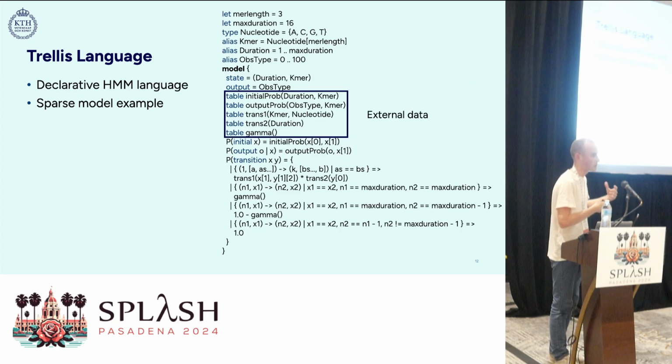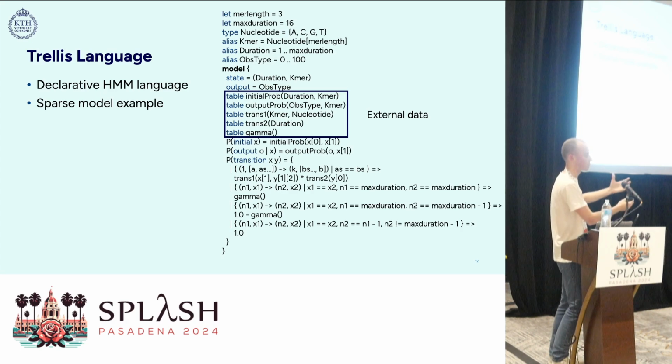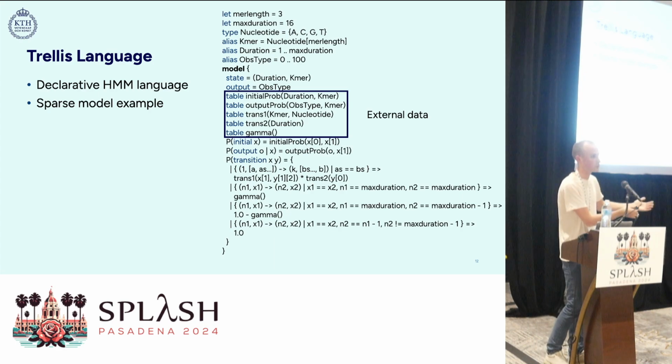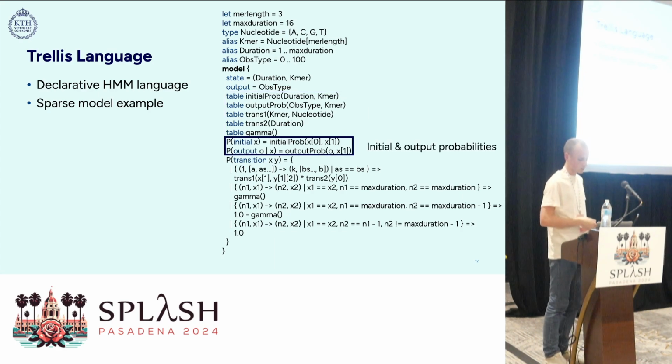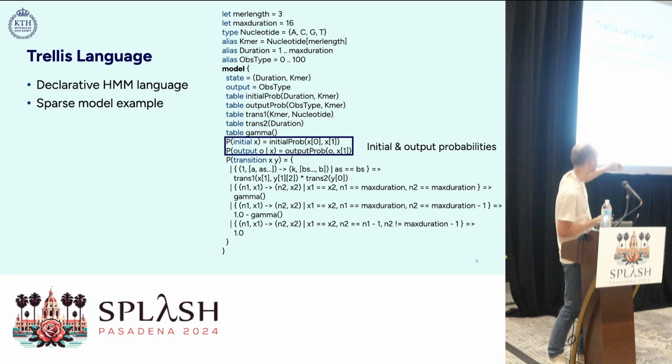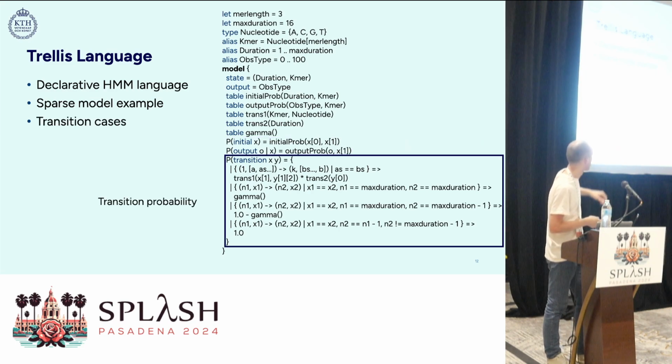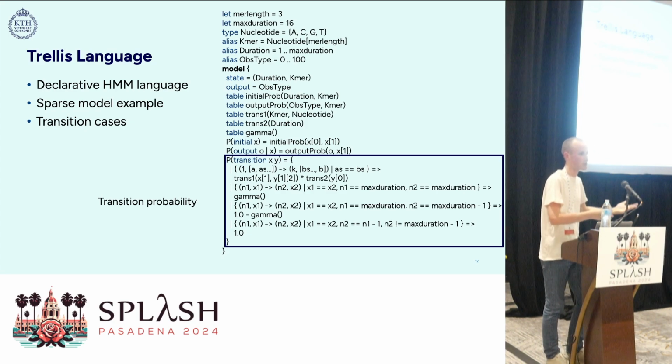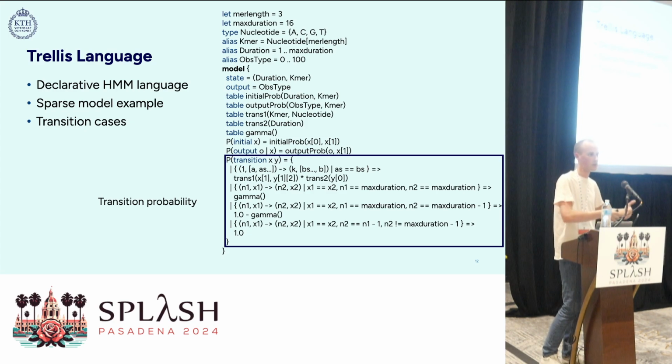Then we have some tables which declare the data that the user has to provide at runtime. This is provided outside of Trellis, when the user uses the generated code. Then we have the initial and output probabilities, and these are just defined in terms of these tables. And at the bottom, we have the transition probability, and this is the interesting part, because here is where we want to make use of the sparsity we have in our transitions.